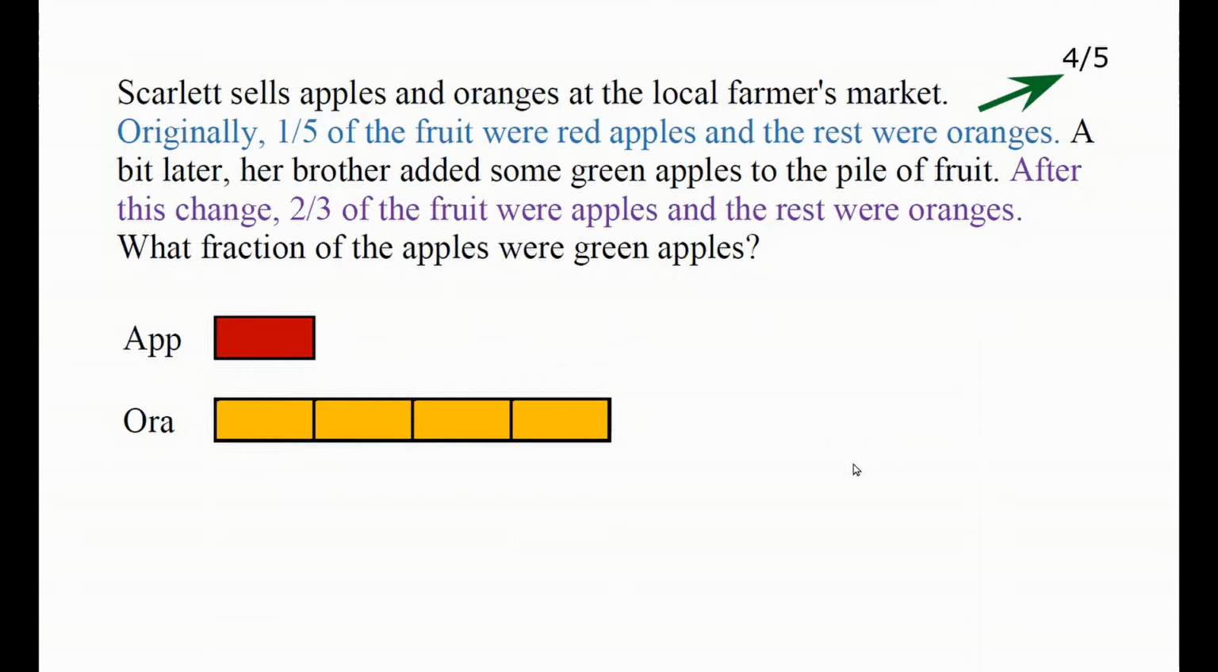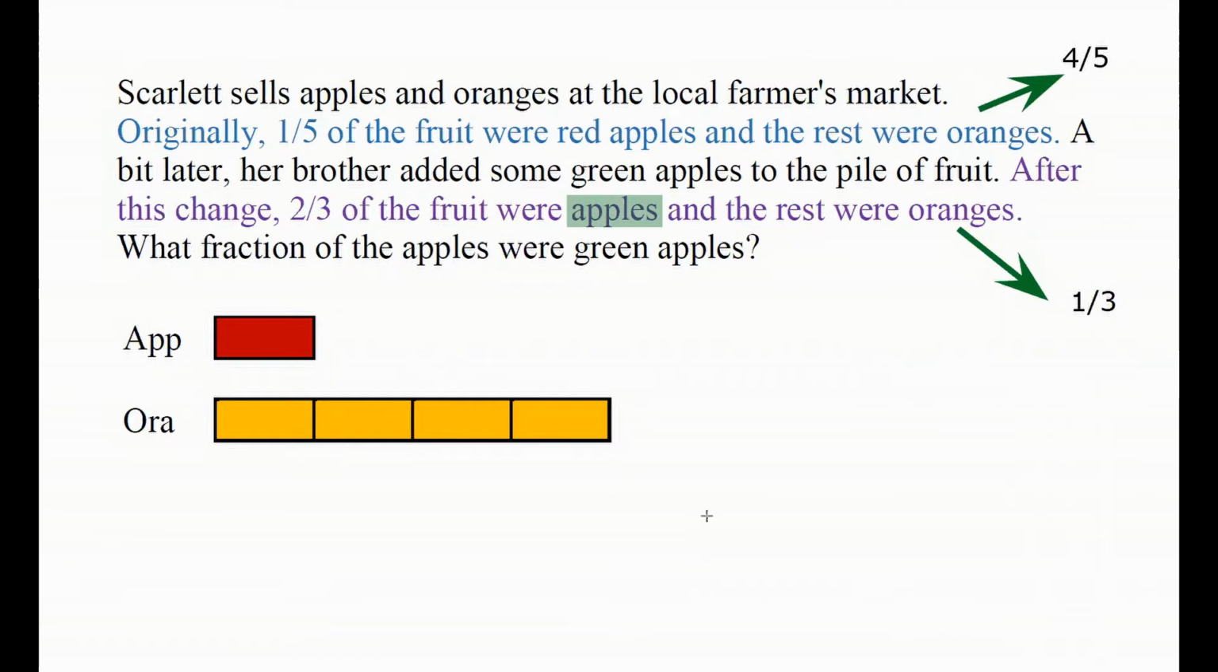And now 2/3 of the fruit were apples. And when I say apples in this sentence, I mean green apples and red apples. Well, the important thing to note here is this: the oranges were not affected. The number of oranges did not change. However, the fraction of oranges certainly changed, and it has to be if 2/3 of the fruit were apples, 1/3 must have been oranges. I'm going to write 1/3 here. And that's an important finding.